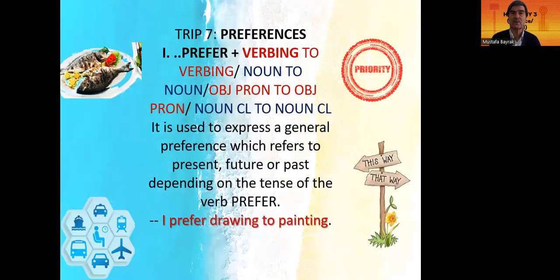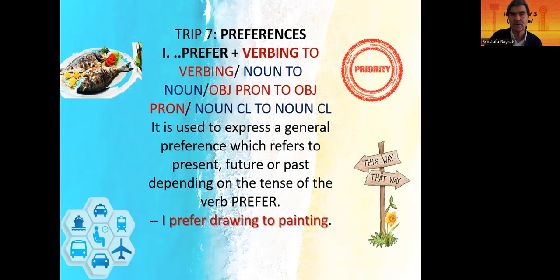Now, structure 7, preferences. Prefer plus verb ing to verb ing, or prefer plus noun to noun. Prefer object pronoun to, for example, I prefer him to her. I prefer Ahmet to Murat as a doctor, for example.